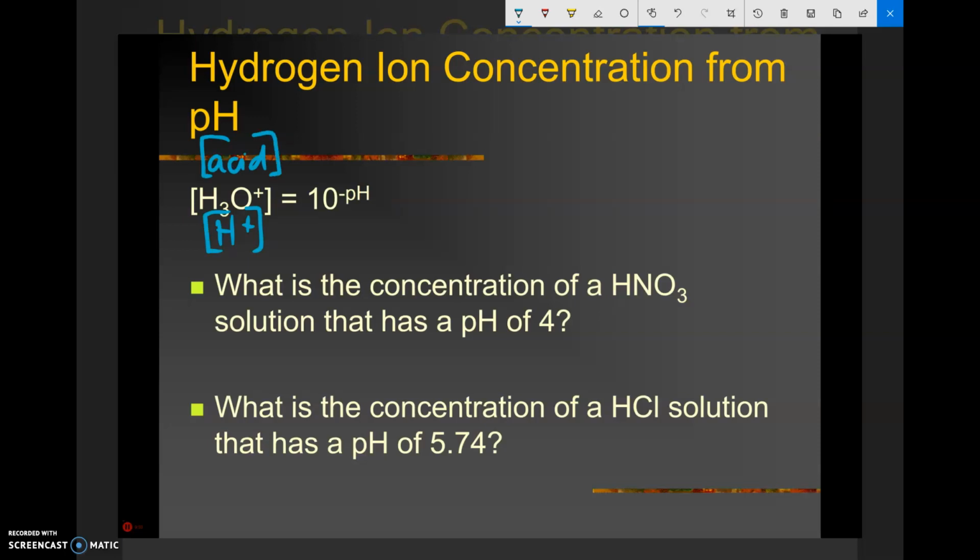[H+] is going to equal 10 raised to a negative pH. That's all you have to do. So let's look at the first question. What is the concentration of a HNO3 solution that has a pH of 4?